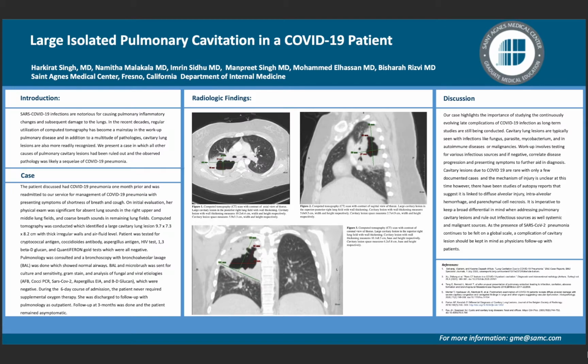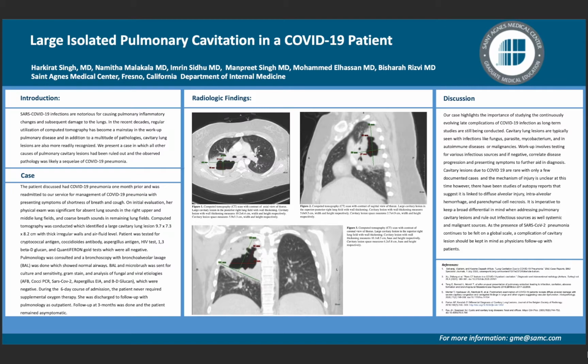In Figure 2, the CT scan of the sagittal view of the thorax shows a large cavitary lesion in the superior posterior right lung field with wall thickening. The cavitary lesion measured 5 by 9.5 centimeters, width and height respectively, and the space measured 2.7 by 4.9 centimeters, width and height respectively.